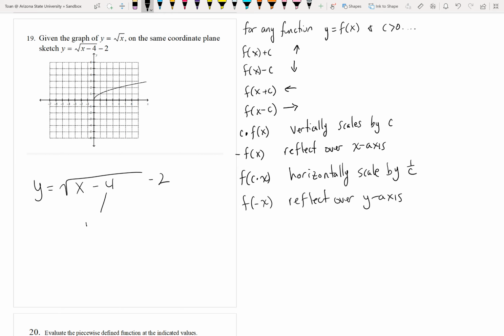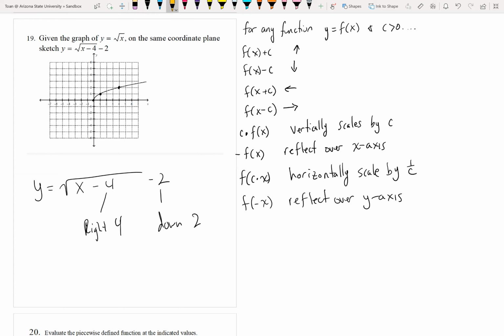That this says right 4 and down 2. So when it comes to sketching, just find points that are easily readable and then do the shift. So I can easily read this point, I can easily read that point, I can easily read that point. So I'm going to shift accordingly.